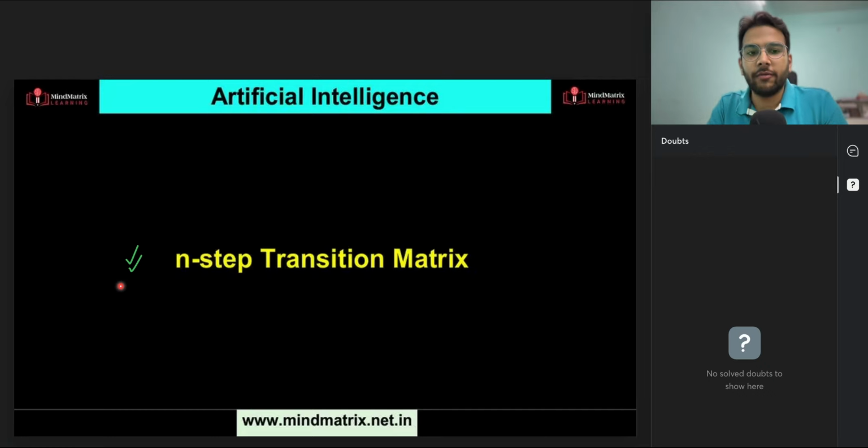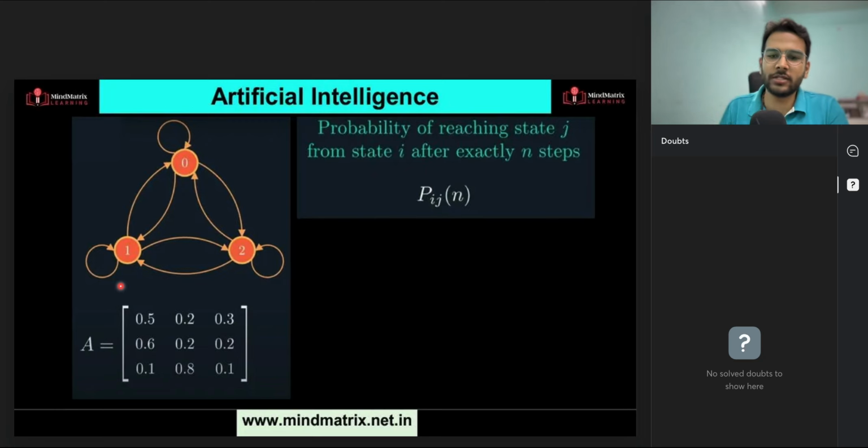Fine. So n steps transition matrix. Let's understand what the concept is here. This is a very interesting concept. You will also find it interesting for sure. Carefully see this. This is a Markov chain given to you. There are 3 states, 0, 1, 2, and the transitions are also mentioned. The probabilities are mentioned in this transition probability matrix. Okay. So this is a matrix A, and these transition probabilities are mentioned in this matrix.